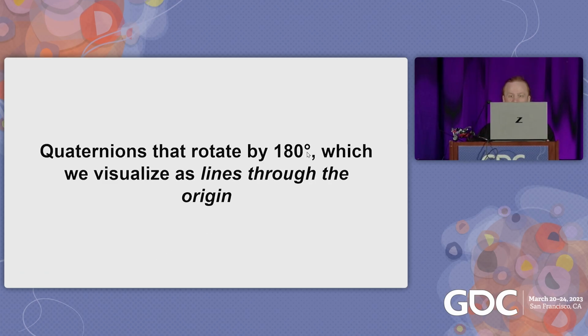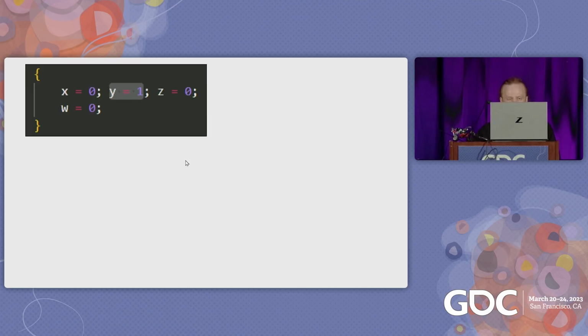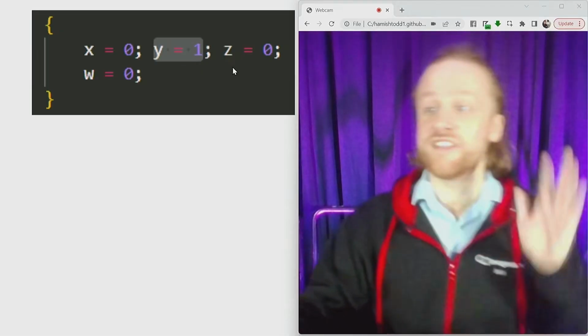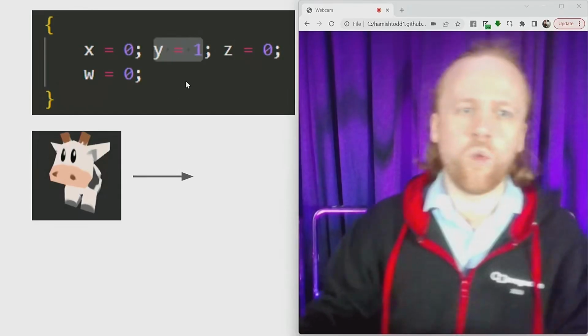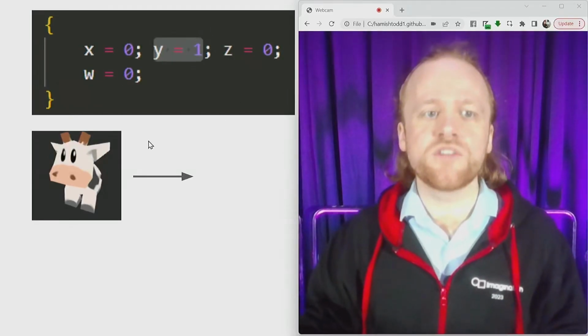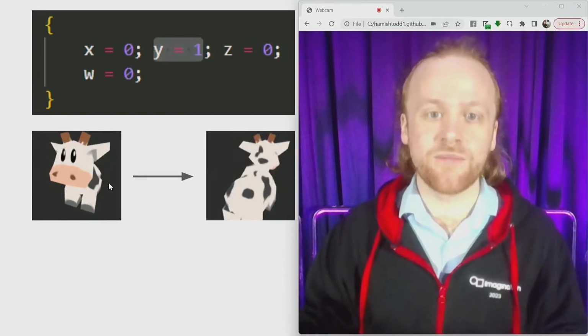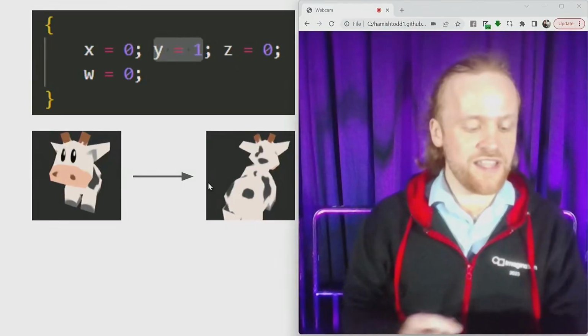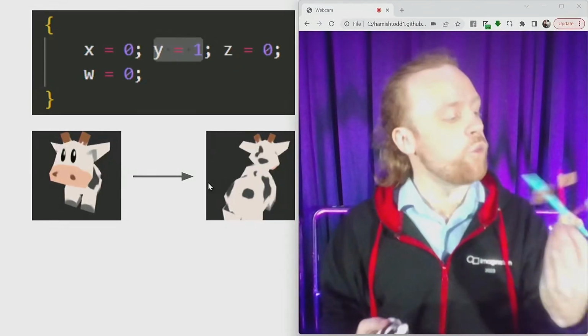First, we'll talk about quaternions that rotate by 180 degrees, which we visualize as lines through the origin. So here's a quaternion. It's got an x part, a y part, a z part, and a w part. And here's me. What does this quaternion do to the 3D model that we've got here? The answer is that it's a 180-degree rotation around the y-axis.